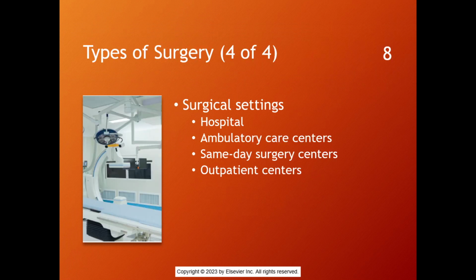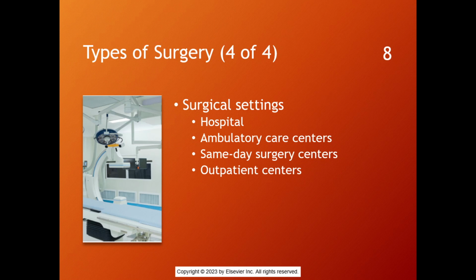Slide 8. The setting in which a surgical procedure takes place is another key aspect of perioperative care. Each setting is tailored to accommodate different types of surgeries, patient needs, and healthcare delivery models. Hospitals, for instance, are equipped to handle a wide range of surgeries, from minor procedures to complex operations. They provide comprehensive preoperative, intraoperative, and postoperative care, making them suitable for surgeries that require extensive care or prolonged recovery.